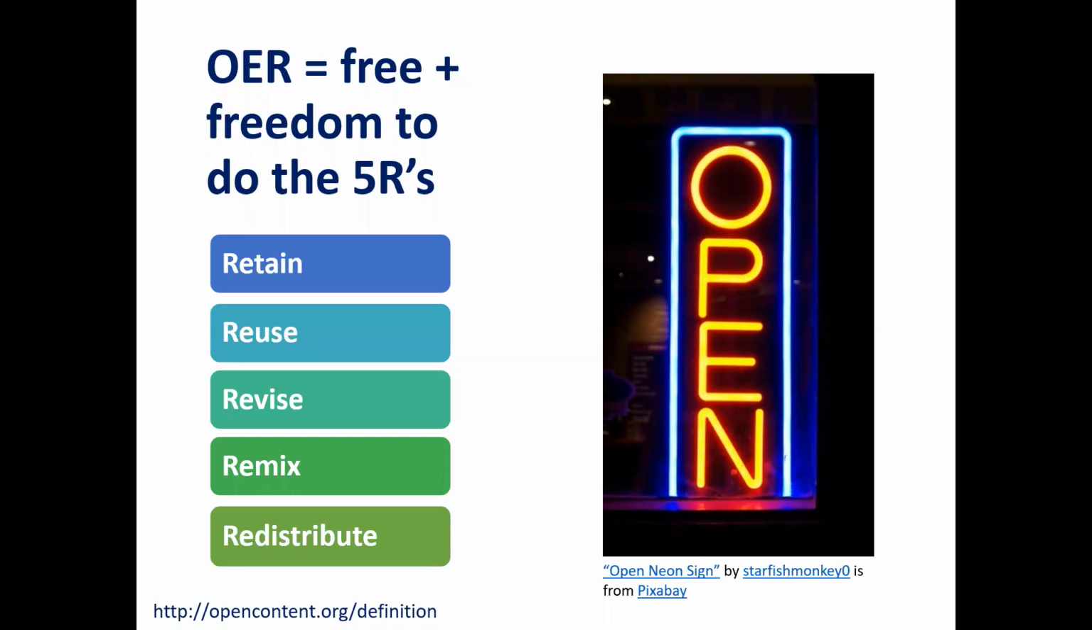So the first R is retain, which means you can download or duplicate. Reuse means you can use it more than once in a variety of ways. Revise means you can modify or translate. Remix means you can combine it, mash it up into something new. And redistribute means you can share copies.